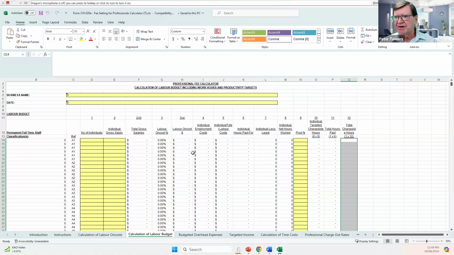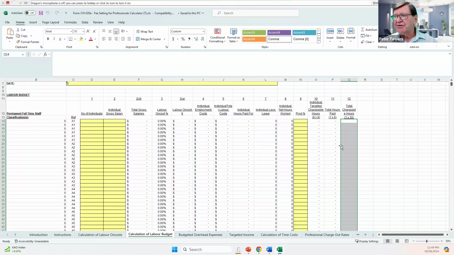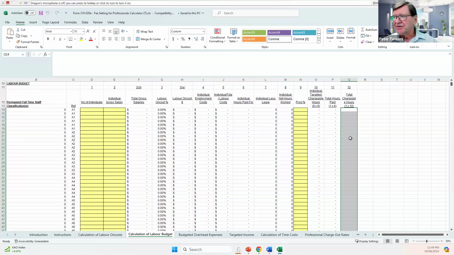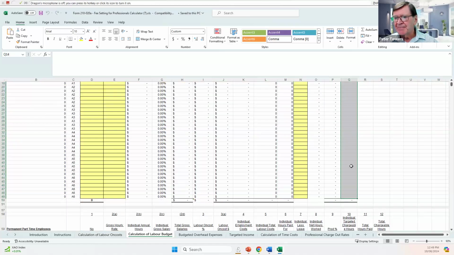So you've got a labour on-cost figure. So that will give an individual's labour costs. The details of hours that they're not going to be paid, or they're not going to be working for, so that we would determine the individual net hours worked. The productivity percentage you need to insert based on discussions you've had with the client. System will then calculate the number of work hours, total hours, and the total hours to be charged.